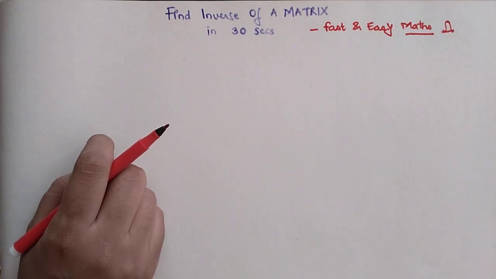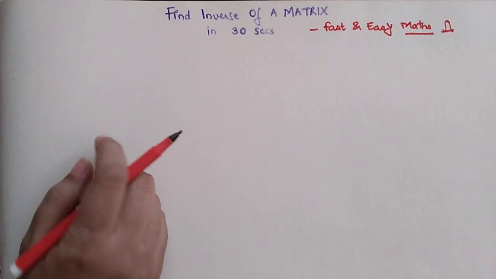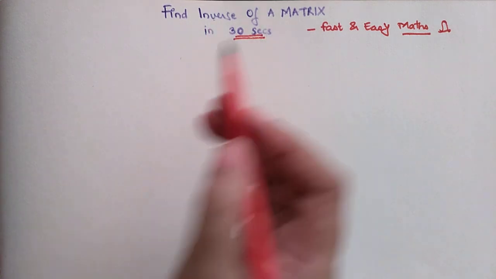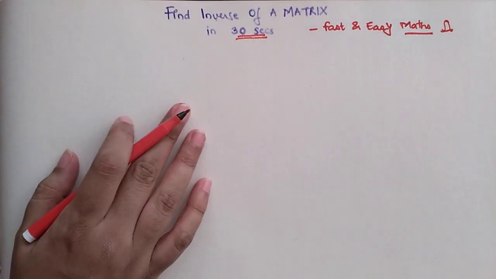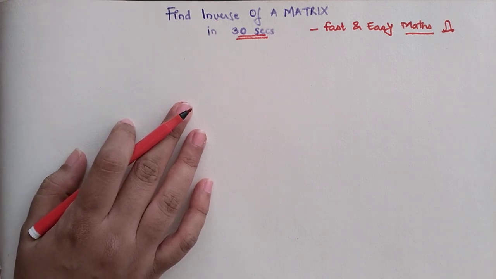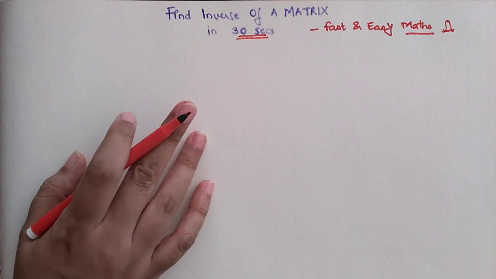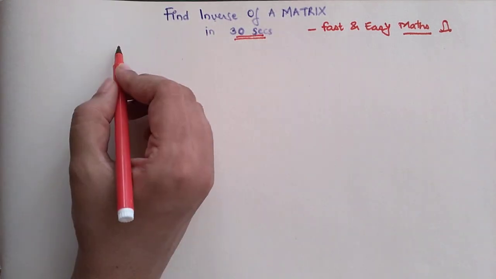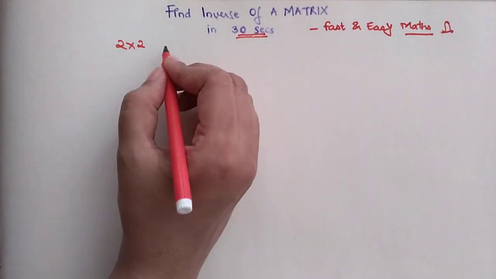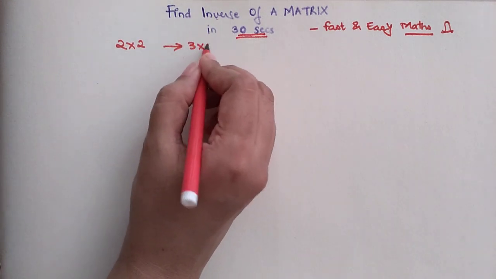So today I'm going to show you a method in which you will be able to find the inverse of a matrix in practically 30 seconds, provided you practice this kind of method at least a couple of times. Now first I'm going to show you how to find the inverse of a 2 by 2 matrix, and then later on we shift to a 3 by 3 matrix.